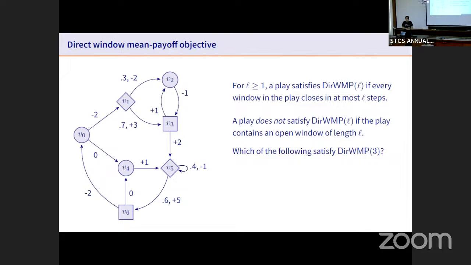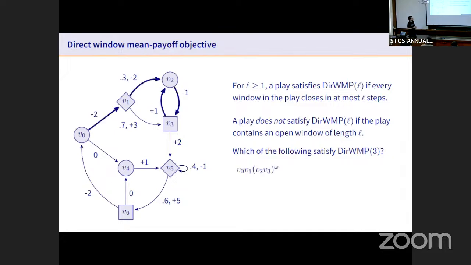Until this point, there are no probabilities or randomization yet. That will come after this. Once we understand the objective, we'll see what is the probability of getting an objective. An open window means the number of steps it takes for your payoff to become non-negative; if your window is open for L steps, then it hasn't become non-negative in L steps.